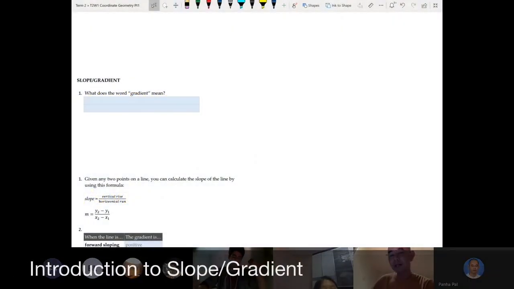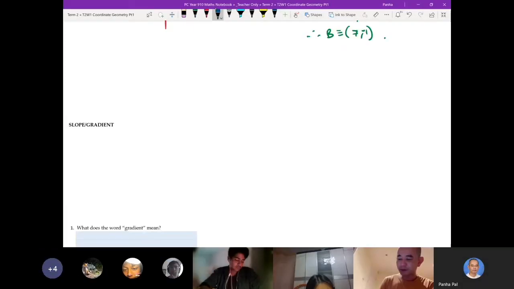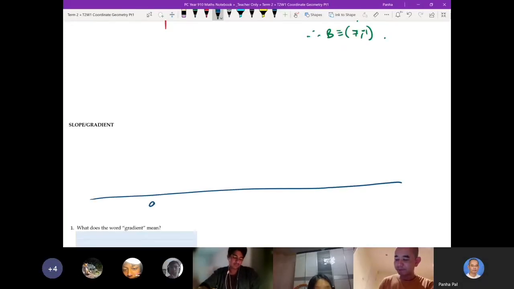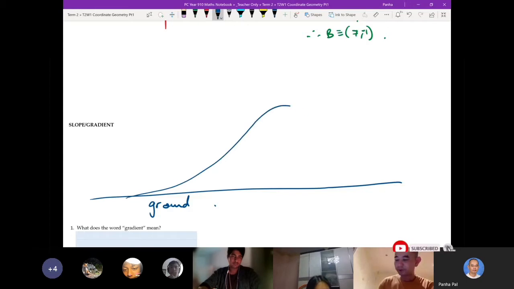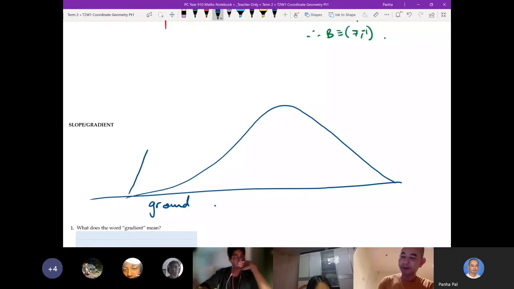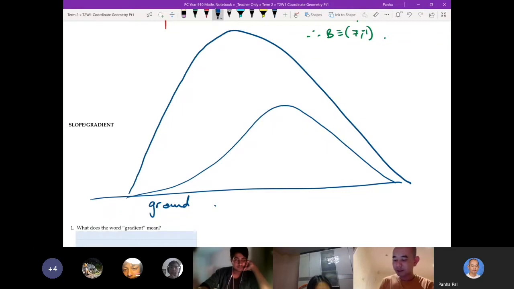Did you learn about slope last lesson? Here's the ground, and this is on a map. I'm going to draw a hill. So here's one hill. Then there's another hill, and then there's a mountain, and then there's another small hill like this.